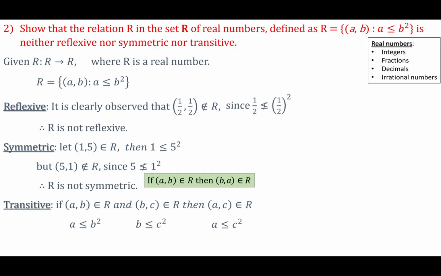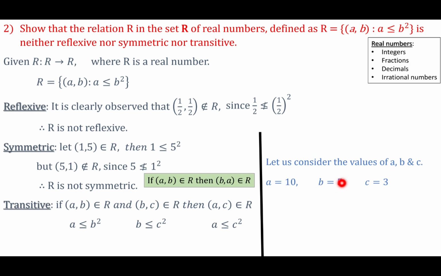Now, choose any 3 numbers, randomly choose a, b, c values. Consider any values a, b, c. In this presentation, I choose a as 10, b as 5, c as 3. So you have to choose random numbers that should not satisfy this one. Okay, now let us see.